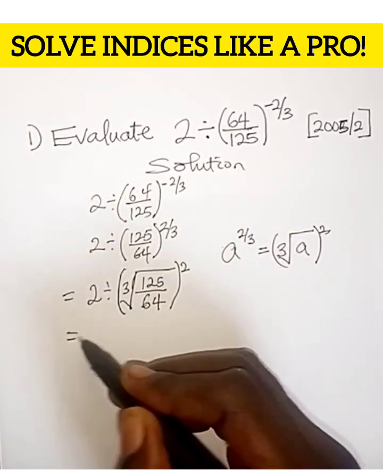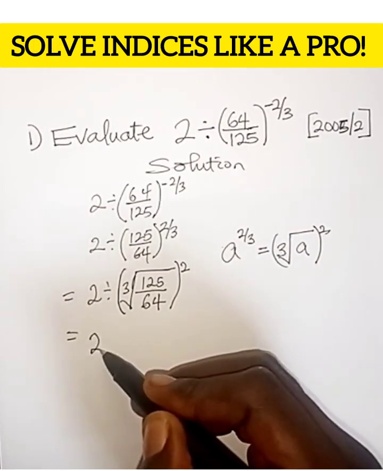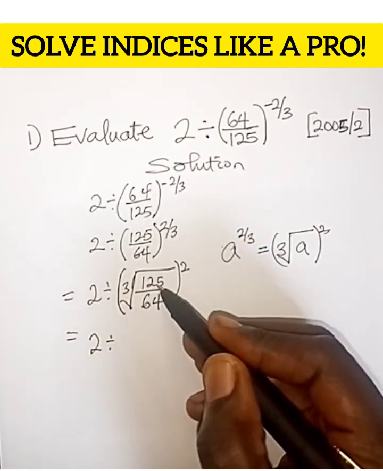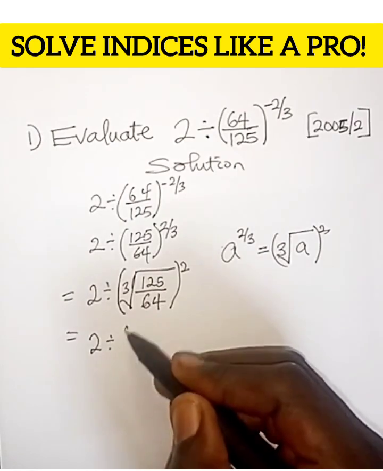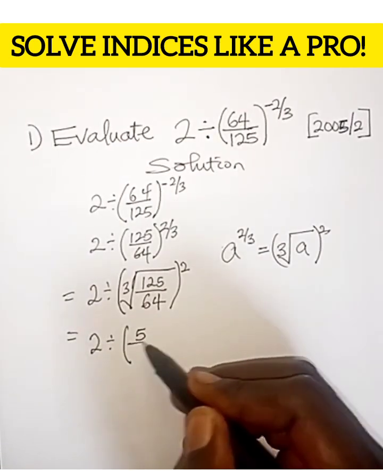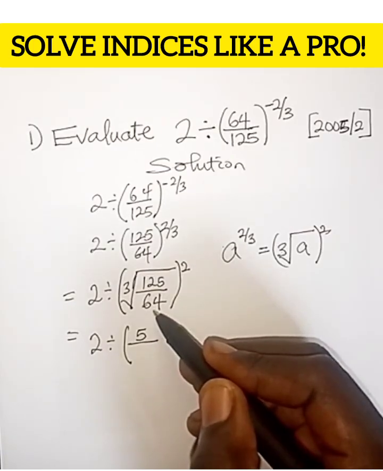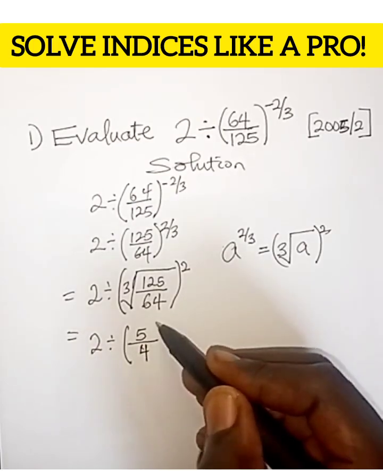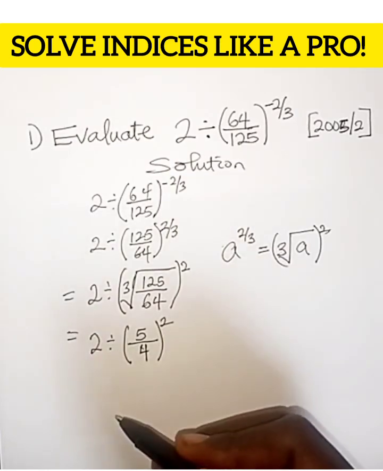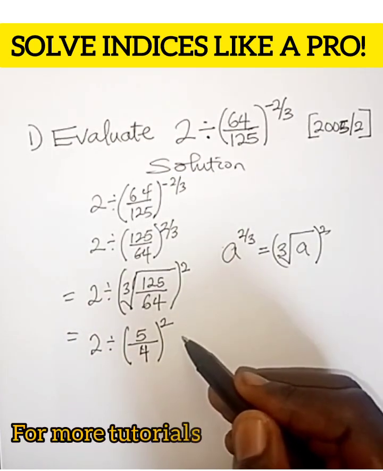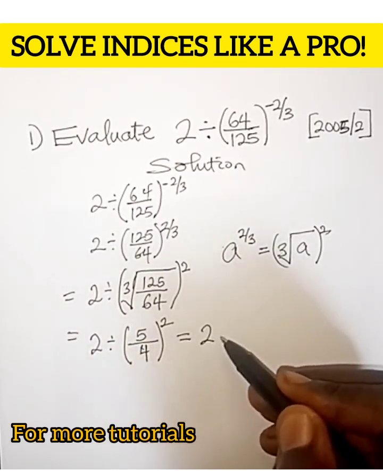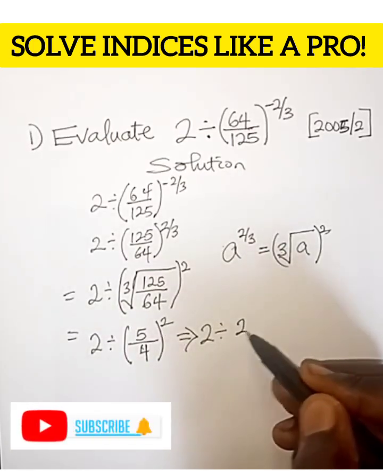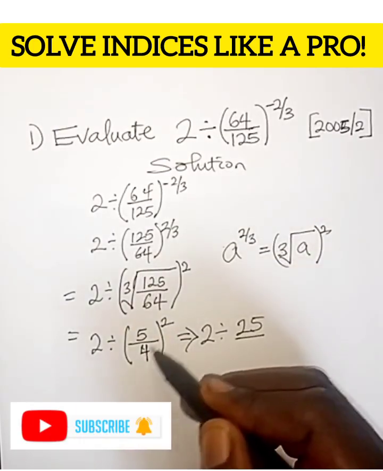So if we continue solving this, we're going to have 2 divided by, now what is the cube root of 125? The cube root of 125 is 5. And the cube root of 64 is 4, all raised to the power 2. Now if you proceed from here, you are going to have 2 divided by 5 raised to power 2, which gives us 25, over 4 raised to power 2, which gives us 16.